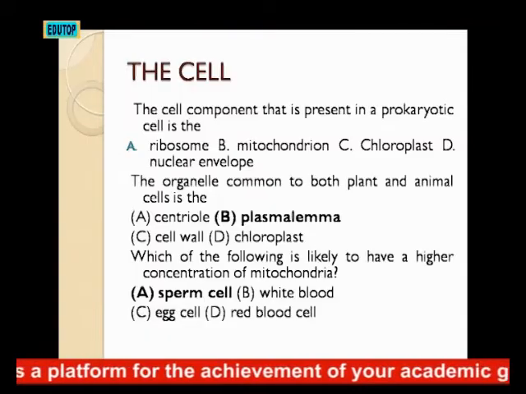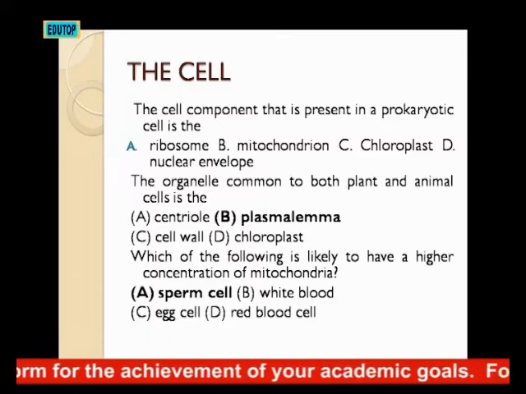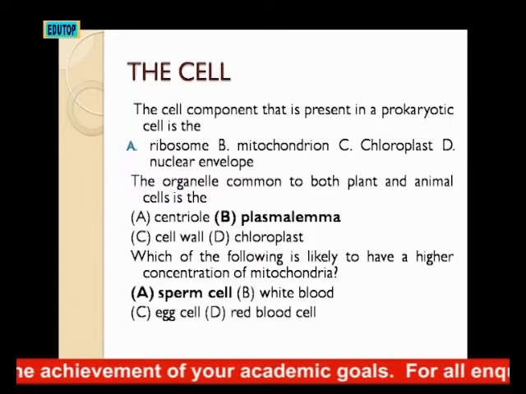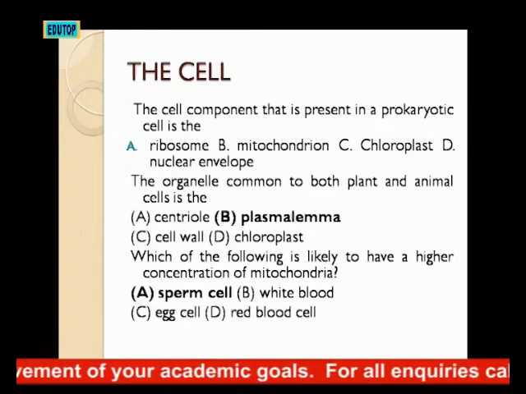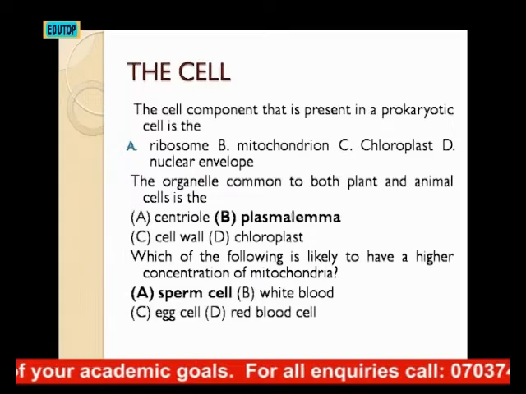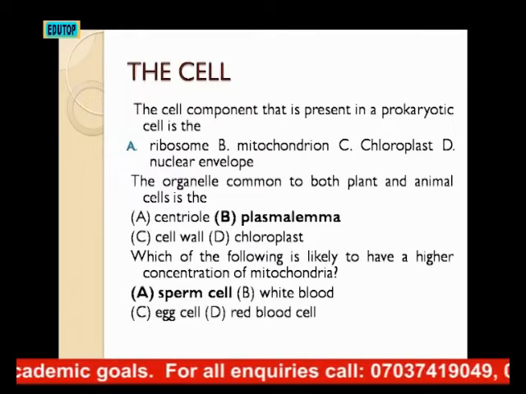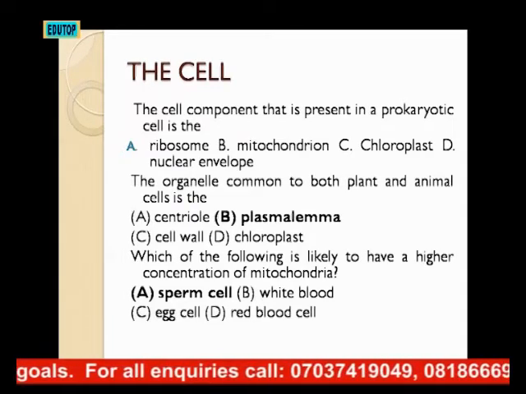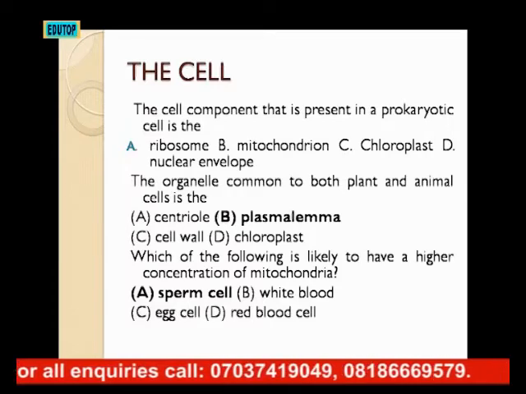Next question: which of the following is likely to have a higher concentration of mitochondria? A, sperm cell, B, white blood cells, C, egg cell, D, red blood cell. The answer there is A, the sperm cell.